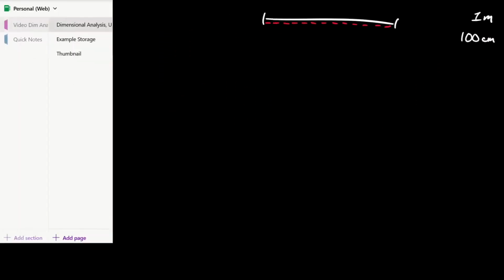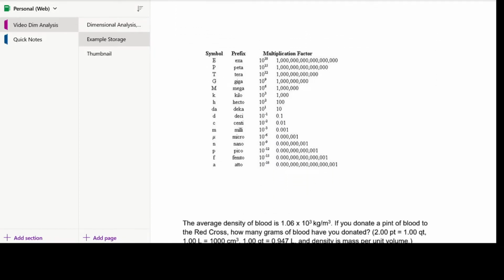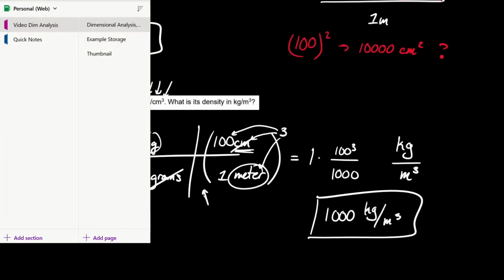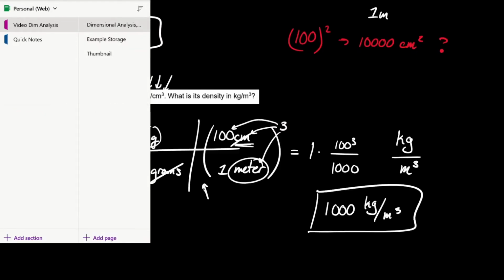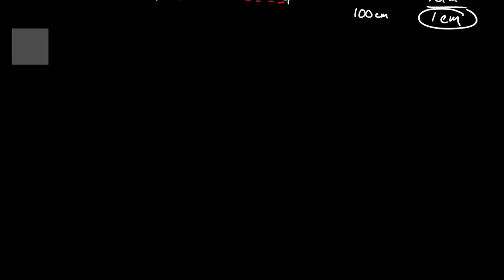At this point, it's also worth referencing something that you'll be using pretty often. Expect to see it on tests. You'll probably be provided with this, so it's very useful to at least know how to use it a little bit. This is a metric multiplication factor table.